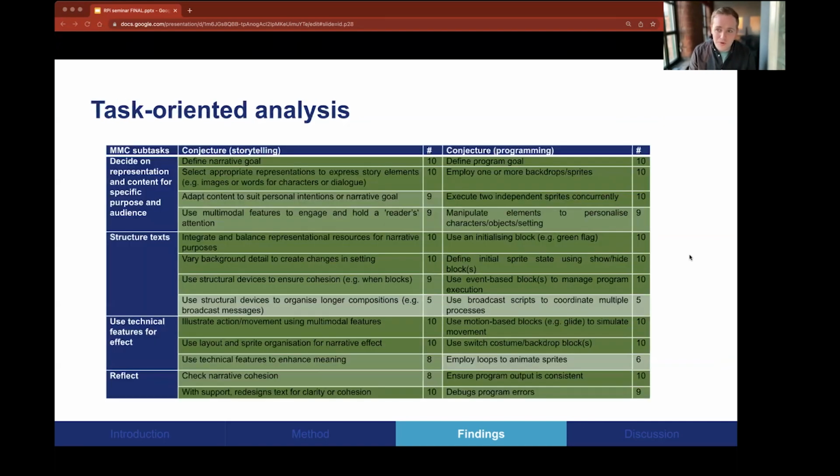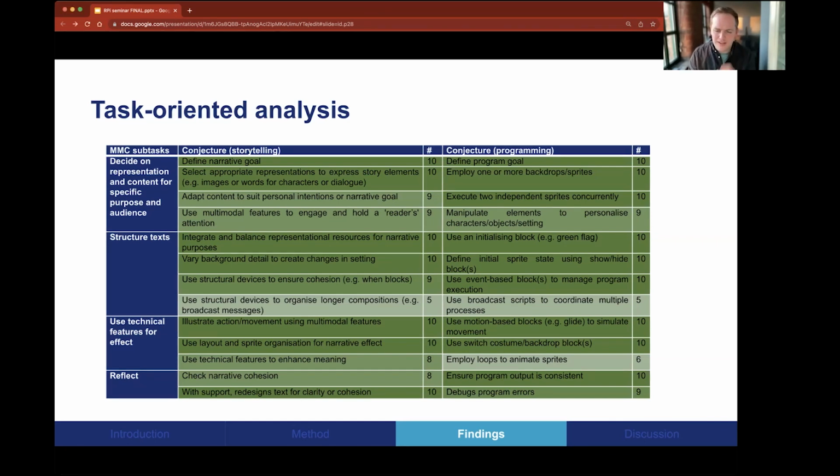This is an example of what one of those task-oriented analyses looks like. So we've color-coded it to see, of those 10 students, how many did all those things. And you can see the lighter green examples where, for example, broadcast scripts, only half the students used broadcast scripts, whereas most of them used when blocks and wait blocks, and you could see them counting the time with their fingers rather than passing messages between different scripts. So that was slightly less common in the group.